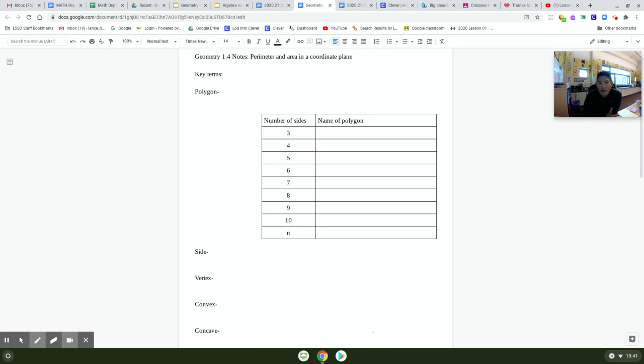We'll be talking a little bit later about perimeter and area of polygons in a coordinate plane. So a polygon, we talked a little bit about polygons when we were doing our little scavenger hunt. It's basically a shape. The other day we were talking specifically about plane or Euclidean geometry. A polygon is an enclosed figure in a plane made up of at least three sides.